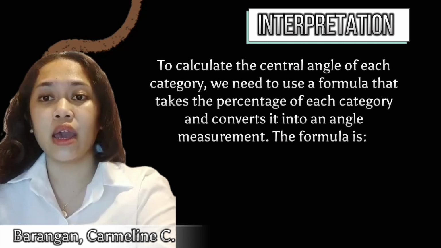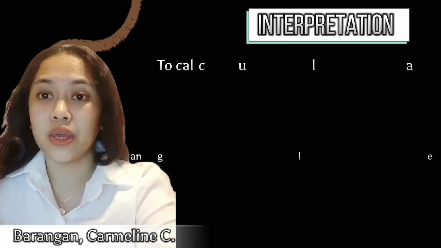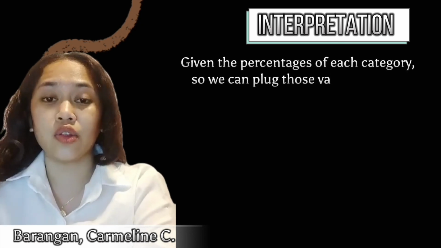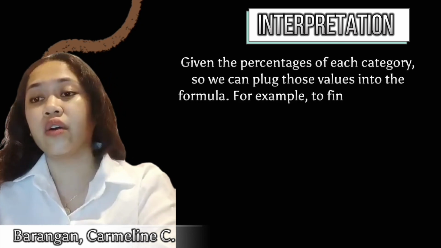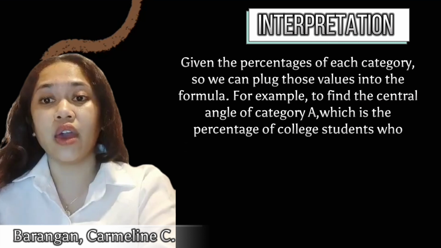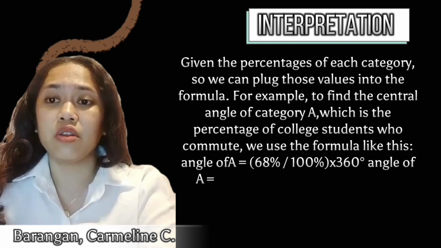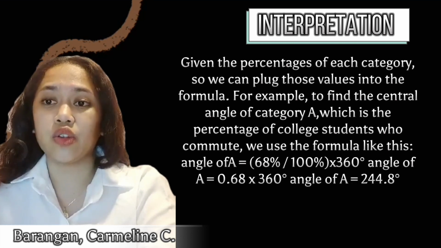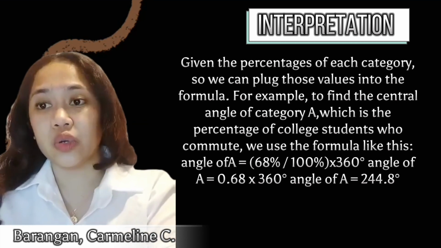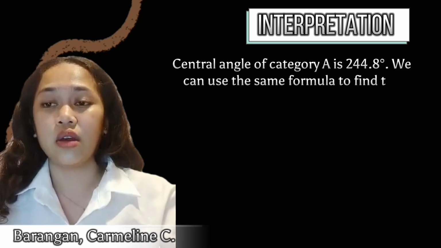The formula is: angle of category equals percentage of category, or the total percentage, times 360. In this case, we were given the percentages of each category, so we can plug those values into the formula. For example, to find the central angle of category A, which is the percentage of college students who commute, we use the formula: angle of A equals 68% divided by 100% times 360, which is 0.68 times 360. Angle of A equals 244.8 degrees.